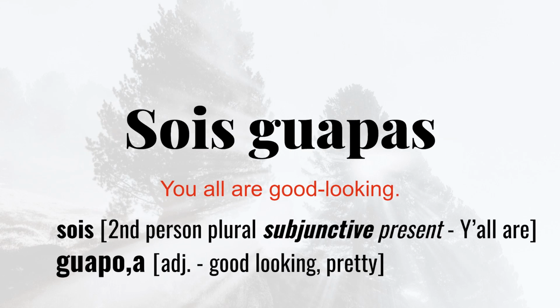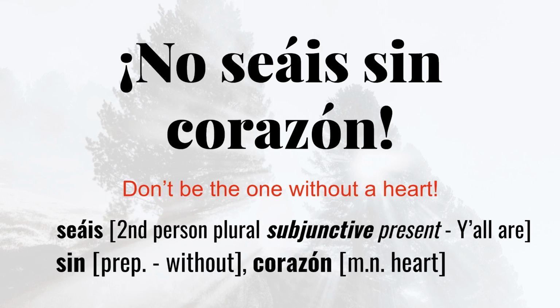Sois guapas. You all are good looking. Sois is second person plural present of you all are. Guapo or guapa is an adjective meaning good looking or pretty. No seas sin corazón, meaning don't be the one without a heart. Seas is second person singular subjunctive present, you are. Sin is a preposition meaning without. Corazón is a masculine noun meaning heart.